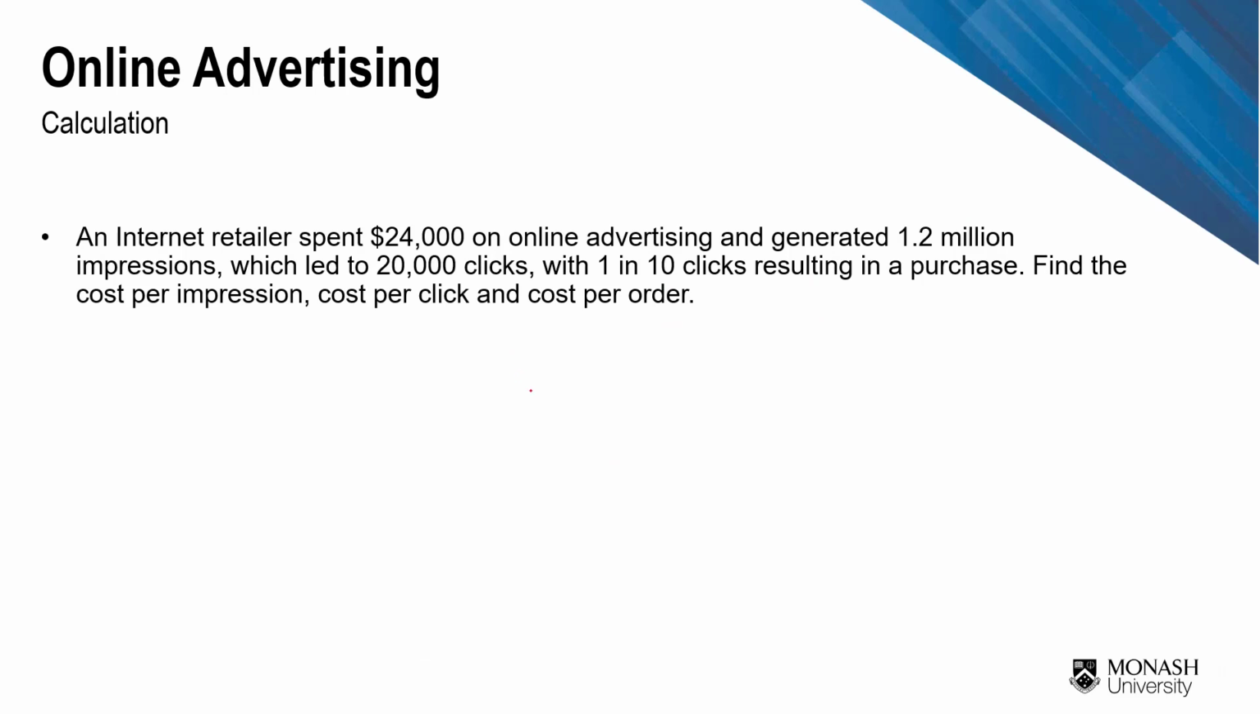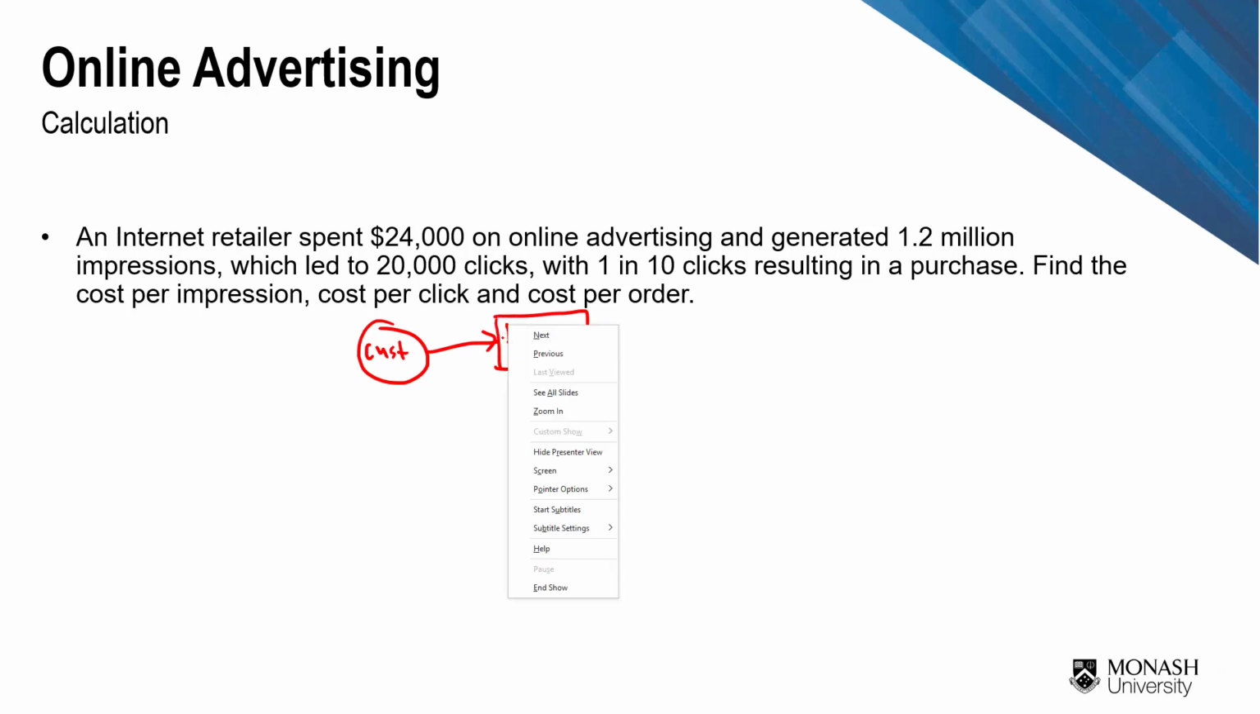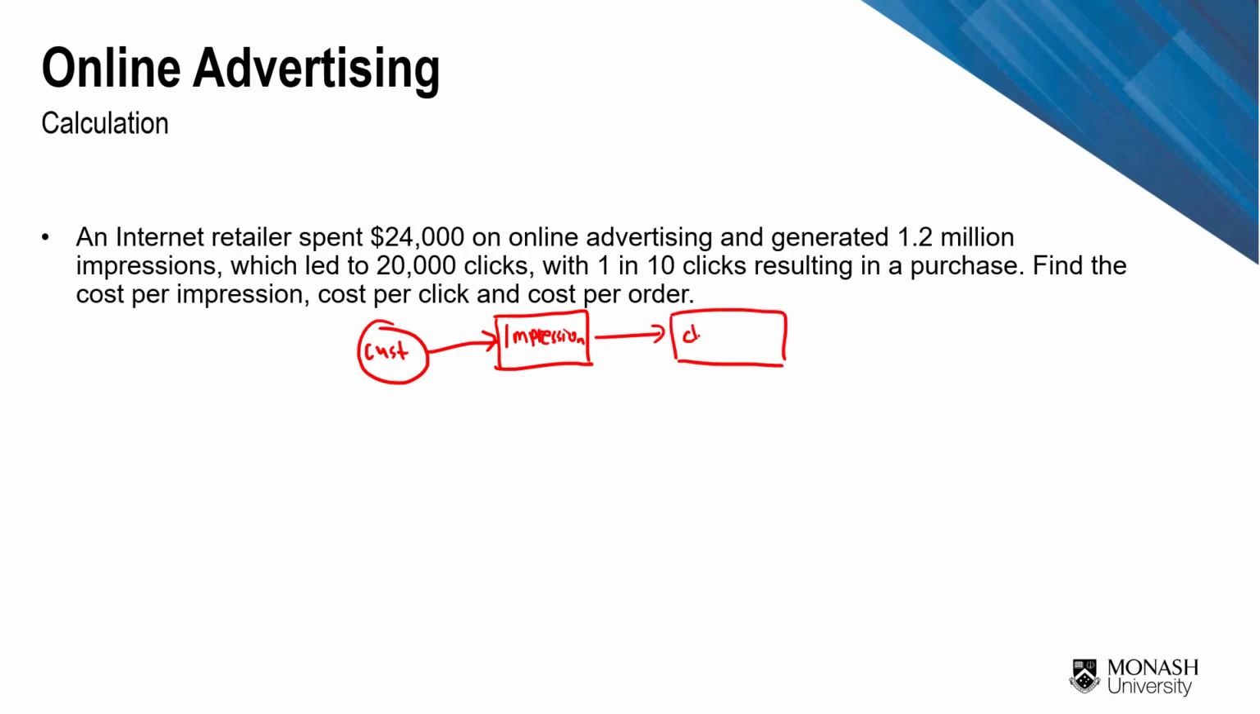For the last exercise, we are going to calculate the cost per impression, cost per click, and cost per order. Just to remind you, we have a flow chart. You have this customer that is exposed. This is the impression. After impression, you have click-through, and the last one is the order. First they are exposed to your website, they end up clicking through, and then they end up making an order with you.